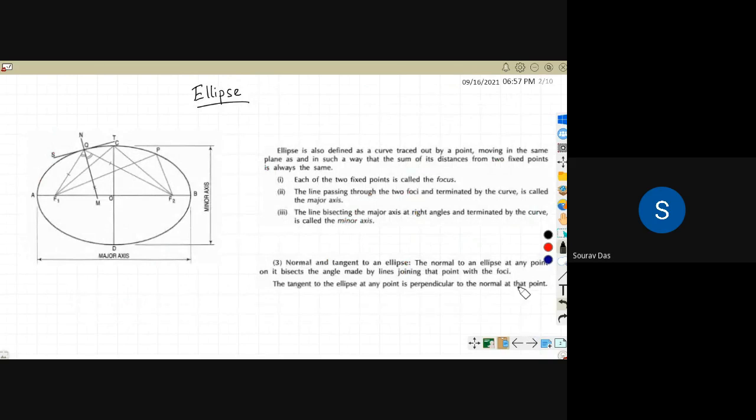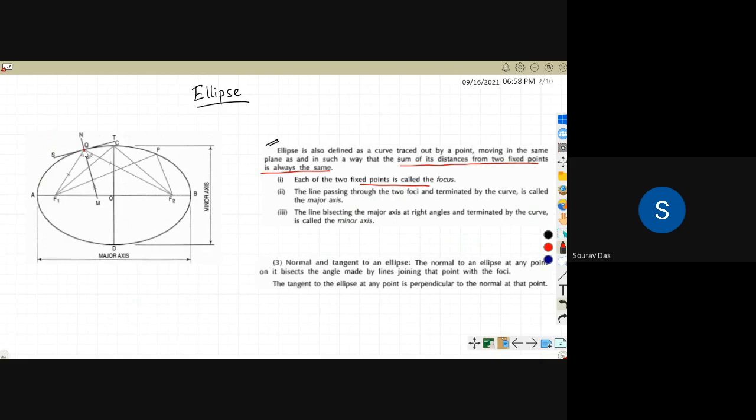Now this is an ellipse. There are some important points to remember about the ellipse. An ellipse can be defined as a curve traced out by a point for which the sum of the distances from two fixed points is always the same. Each of these fixed points is known as a focus. For any point on the ellipse, the sum of distances from its two foci is always constant.